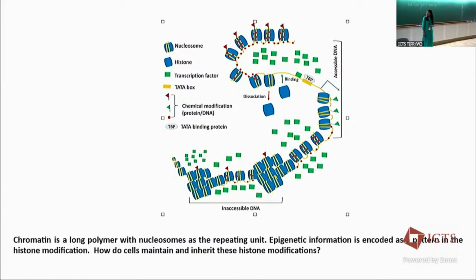These nucleosomes show two very important properties. First, they are very dynamic. They can bind, they can unbind, they can slide. And in addition, they can communicate with each other. They can literally talk to each other with the help of certain modification marks present on them. Essentially, these modification marks are encoded as a pattern in the cell. So the question we are interested in is how do cells maintain and inherit the pattern?